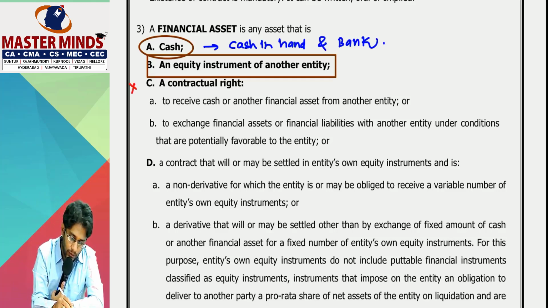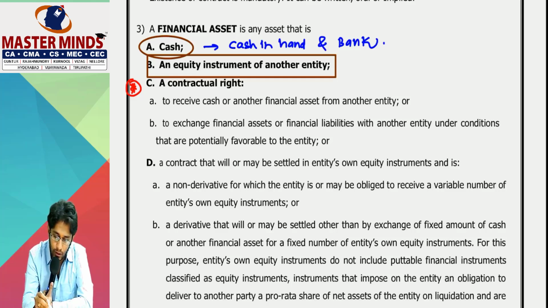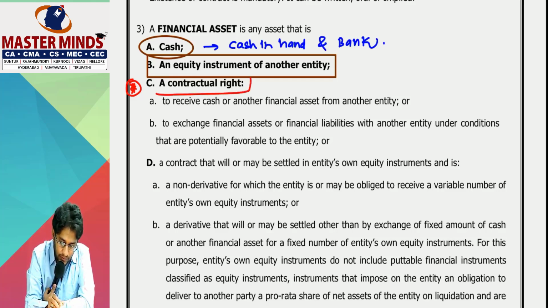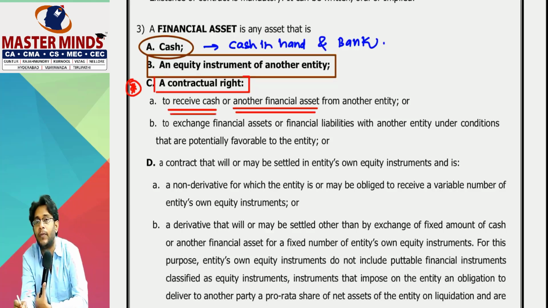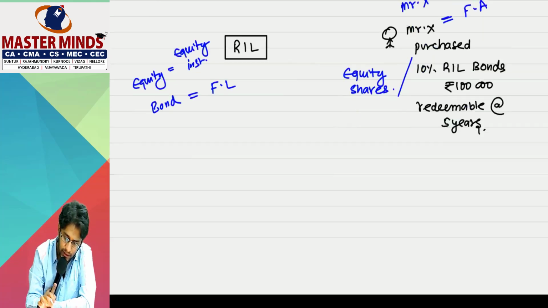The most important one is a CBIT or CBIT A1. A financial asset is an asset that is a contractual right to receive cash or other financial asset from another entity. So you should have a right to receive cash.